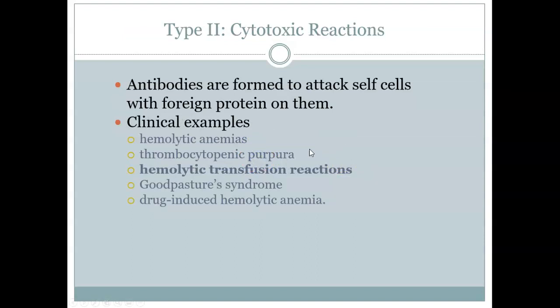Okay, type 2 cytotoxic reactions are when antibodies are formed to attack self cells with foreign proteins on them. Some different examples of this type of reaction would be people who have a reaction to a blood transfusion. There's different anemias that occur that are this type of hypersensitivity reaction, where it's a cytotoxic reaction. Or patients who have hemolytic anemia that's been induced by some drug.